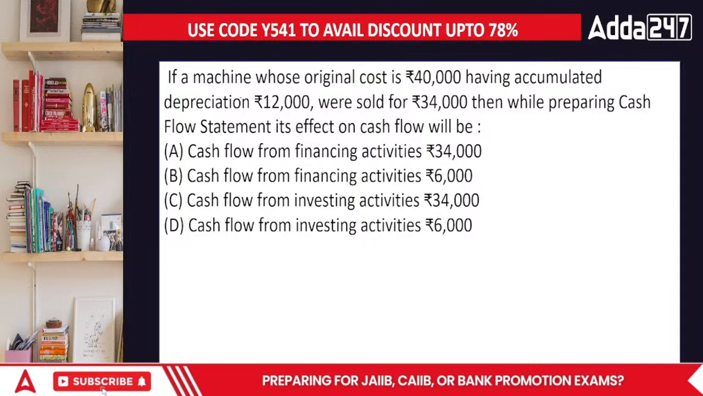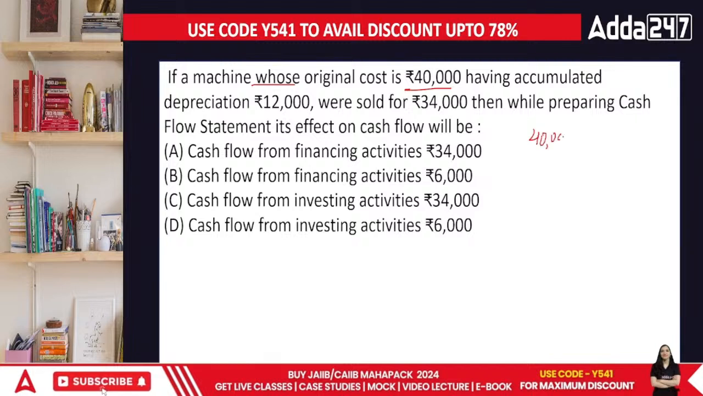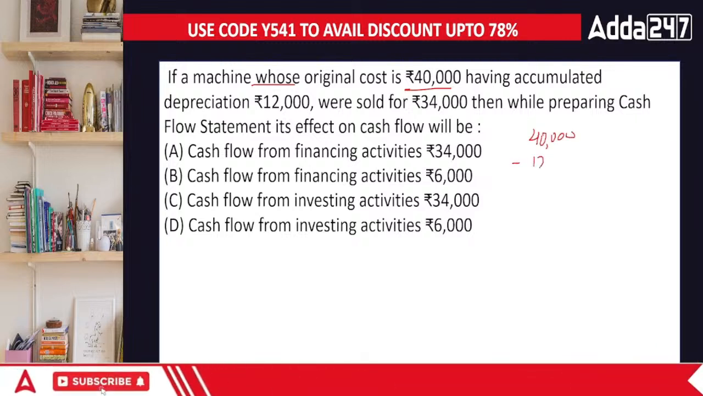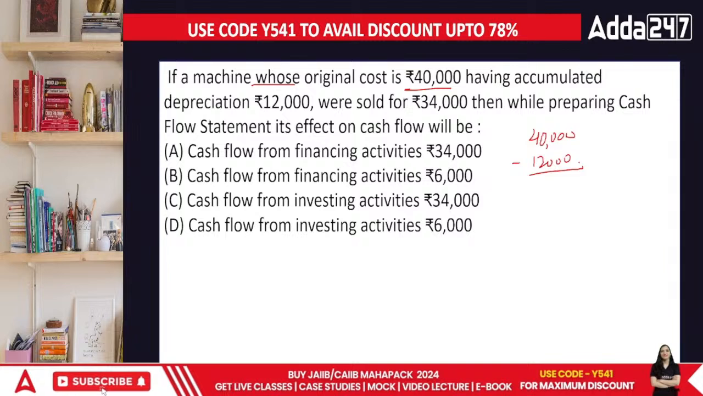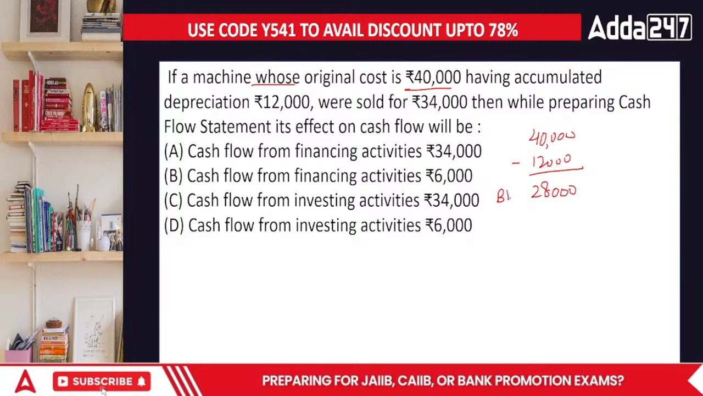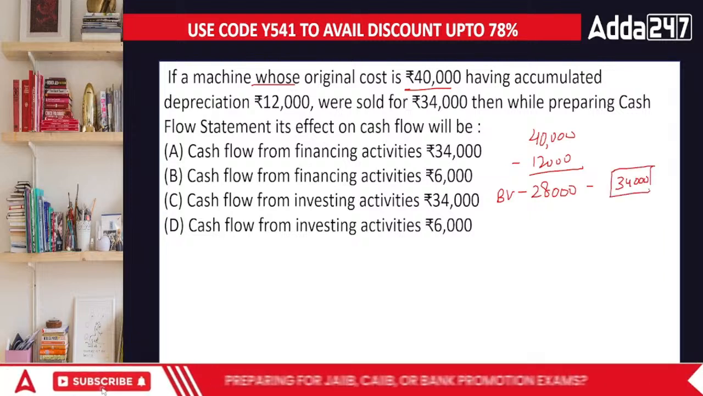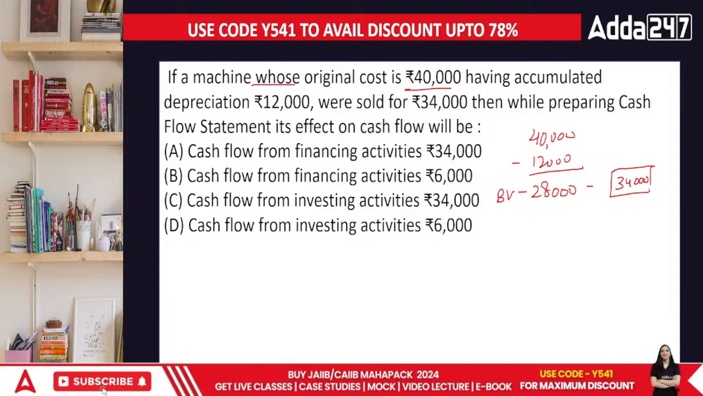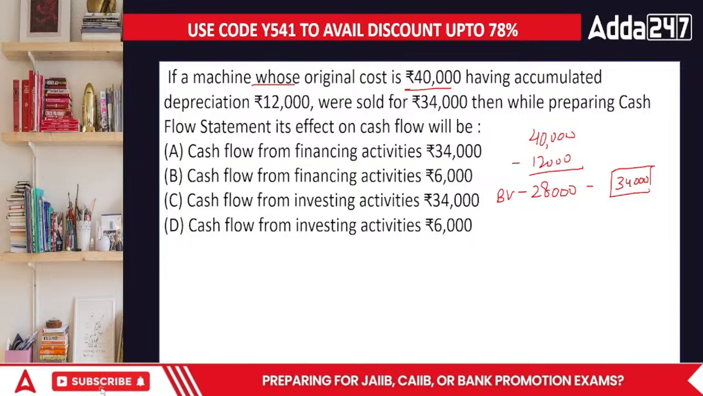If a machine whose original cost is 40,000, the depreciation accumulated was 12,000. Matlab the current book value is what? That is 40,000 minus 12,000, giving us 28,000. This was sold for 34,000, everyone. While preparing the cash flows, its effect on cash flows will be what? Cash flow from financing activity 6,000, or 34,000, or 6,000.